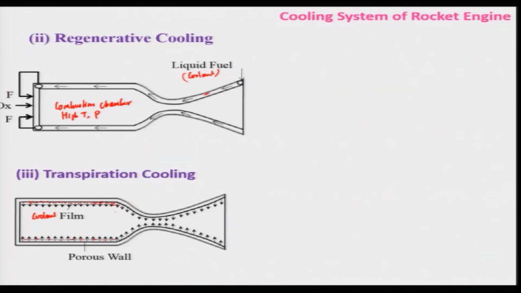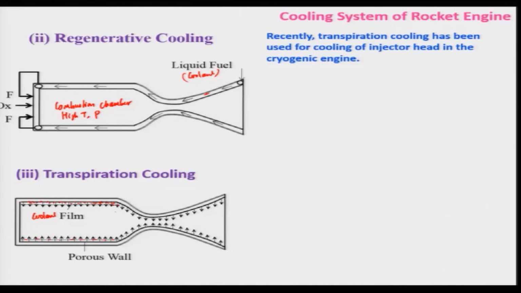However, in recent times transpiration cooling has been used in some cases for cooling the injector head, particularly in the case of cryogenic engines. And this injector head will be somewhere here, because this will be your fuel and this is your oxidizer. This injector head will be here, and it can be used nowadays in some kinds of rocket engines, not all, so that the injector head can be protected from the heat generated by the flame sitting near the injector head in a cryogenic engine.